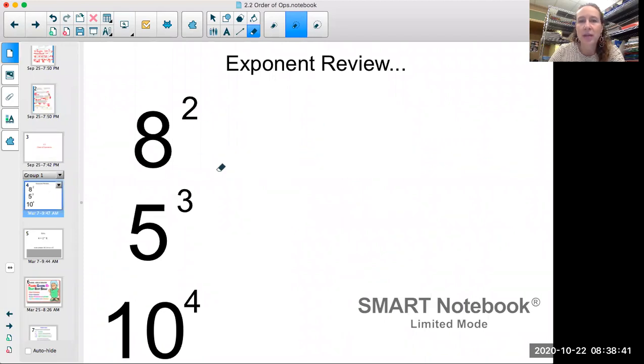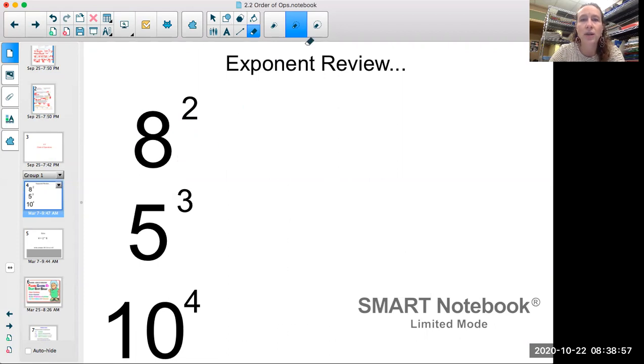We're going to start first with exponent review. So the exponent is this little number that you see up here in the corner. And that number tells us how many times we are going to do this right here.